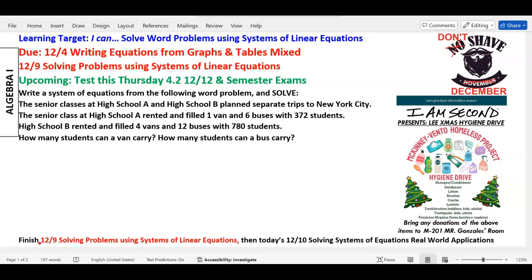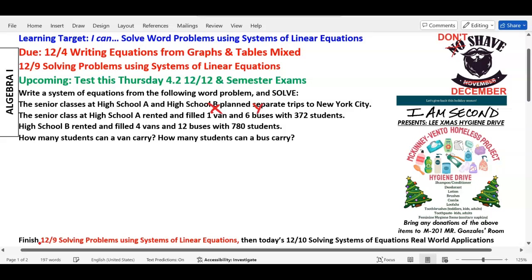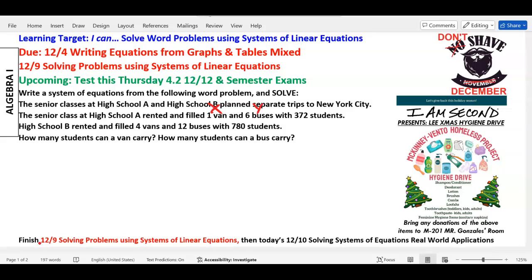Senior class at High School A and High School B planned separate trips to New York City. The senior class at High School A rented and filled one van and 6 buses with 372 students. Now, do you see how there's 2 items again? Vans and buses. X and Y. High School B rented and filled 4 vans and 12 buses with 780 students. X and Y, vans and buses. Now, notice, we're not doing total items. We're not doing total vans and buses. It doesn't tell us that.